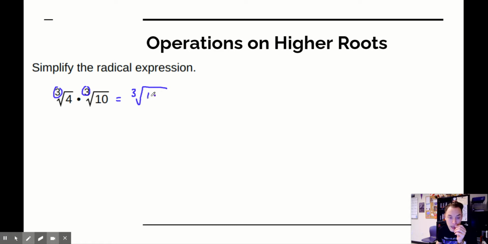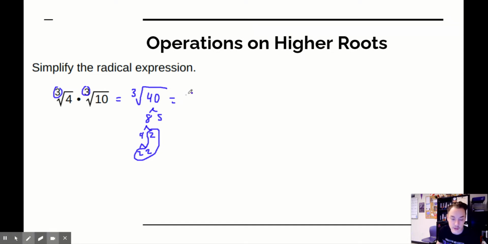What is 4 times 10? It's just 40. Can I simplify this? Well, of course I can. So this is 8 and 5. It doesn't matter. I can do 4 and 10, but I'm just going to do 8 and 5. This is 4 and 2, and this is 2 and 2. Since it's cubed, I need to combine 3 numbers together, so a set of 3.